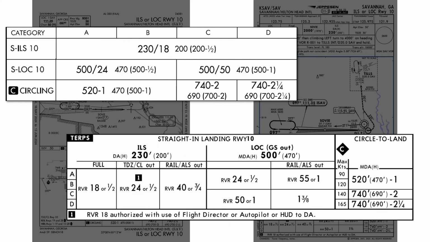Let's look at the localizer minimums to see how this works again. For Cat A and B aircraft, the MDA is 500 with RVR 2400. But if the RAIL or ALS is out, we go up to RVR 5500. Finally, on the right, we have the circle to land minimums for each category.